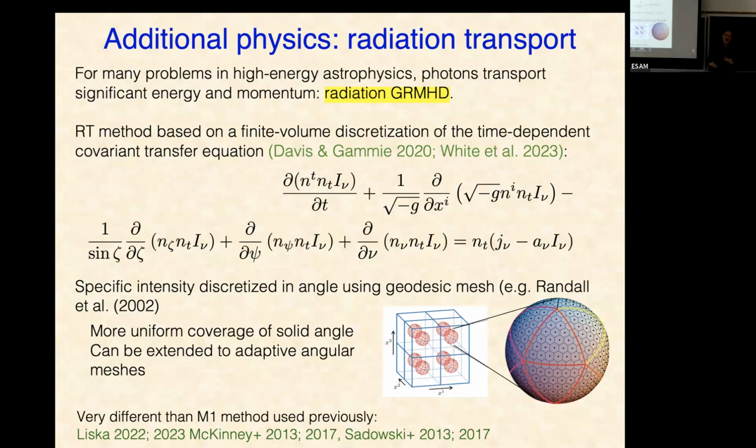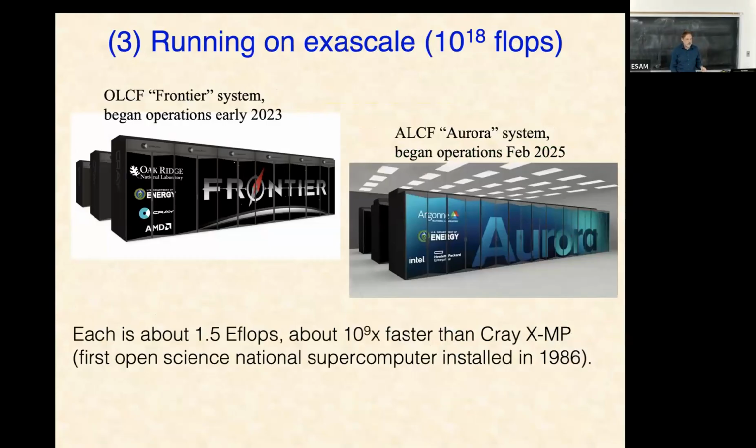And so you can use, again, all the machinery of finite volume methods to integrate the radiative transfer equation in a conservative fashion and have conservative methods for doing full radiation transport in GRMHD, which is mostly what we're doing right now. Because of time, I won't really go into much more about that.